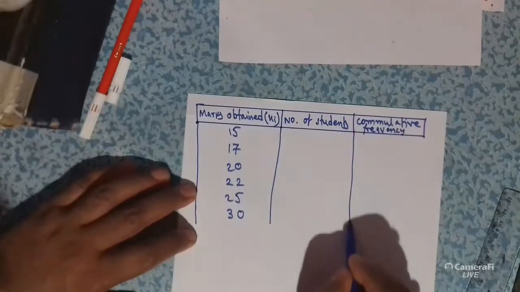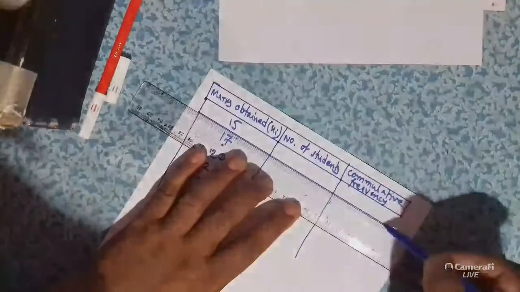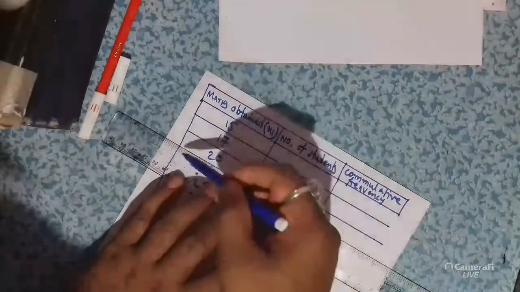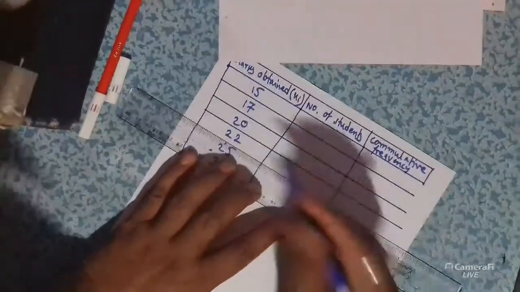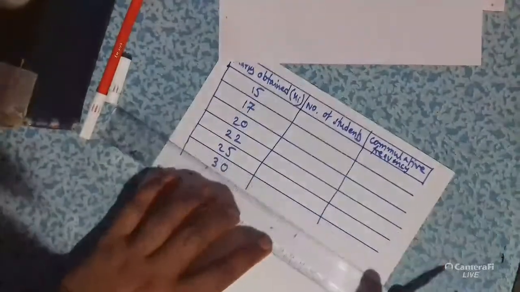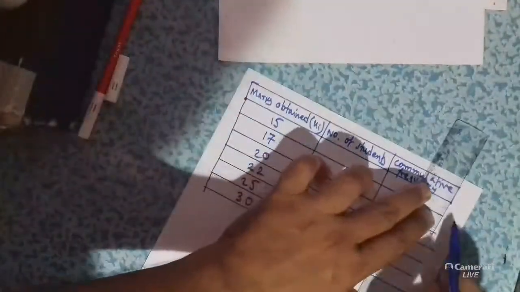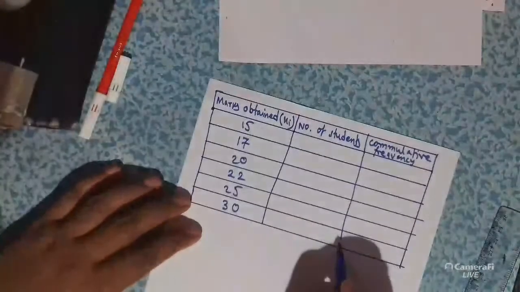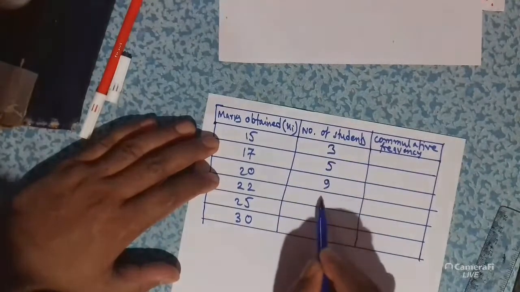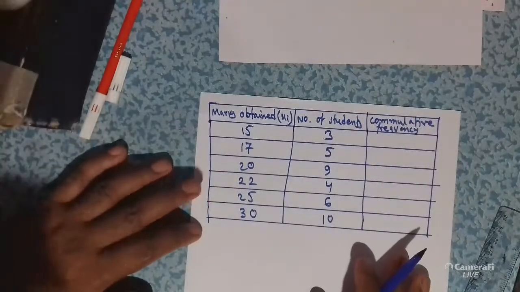And next, now write the number of students. It's 3, 5, 9, 4, 6, 10. Okay. Now find the cumulative frequency.